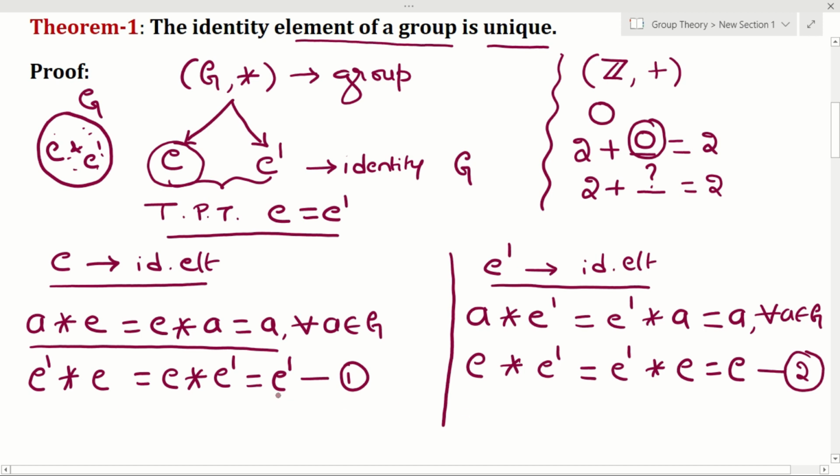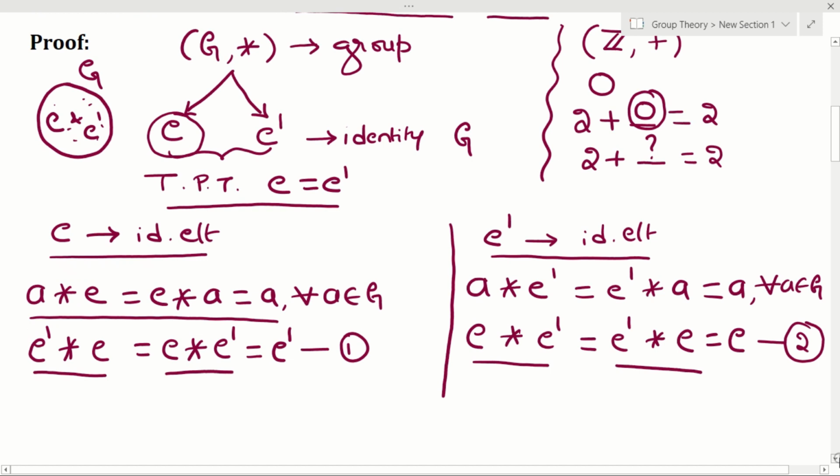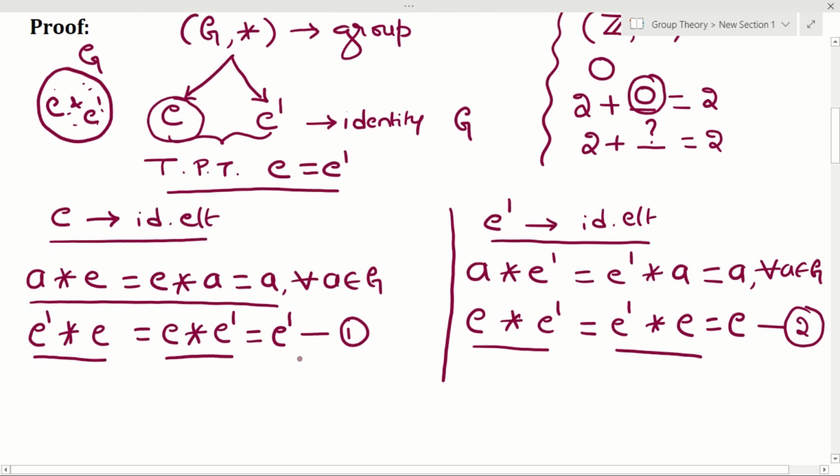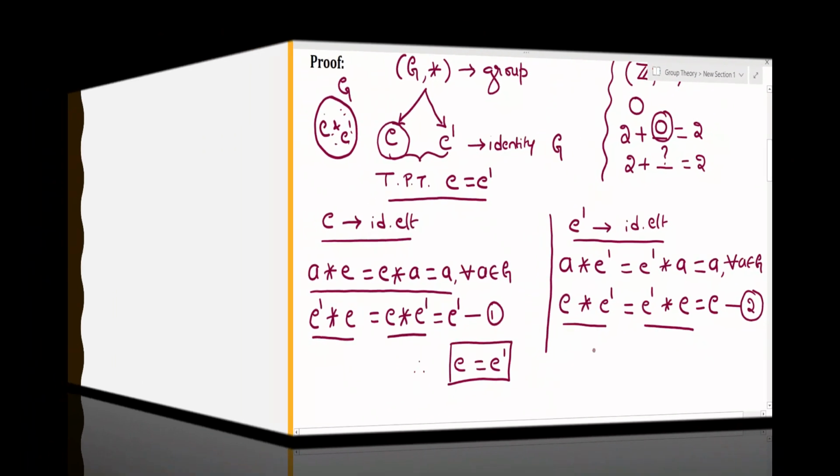Now observe carefully equations 1 and 2. Here I have E dash star E, and here also I have E dash star E. And I have E star E dash, here also I have E star E dash. Therefore, left hand sides are equal. Therefore, from 1 and 2, right hand sides must be equal. Therefore, from 1 and 2, we have E is equal to E dash. Therefore, in every group, the identity element is always unique.